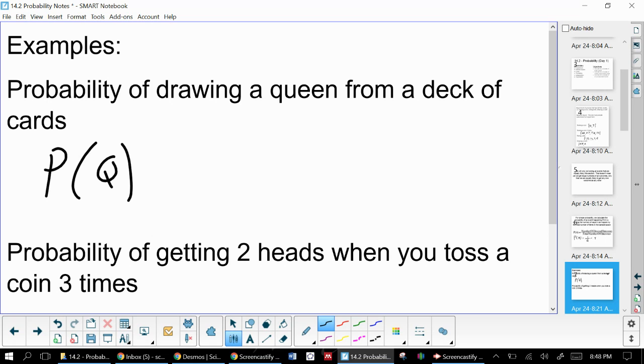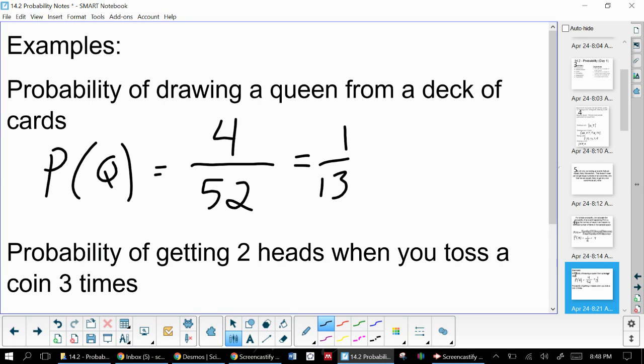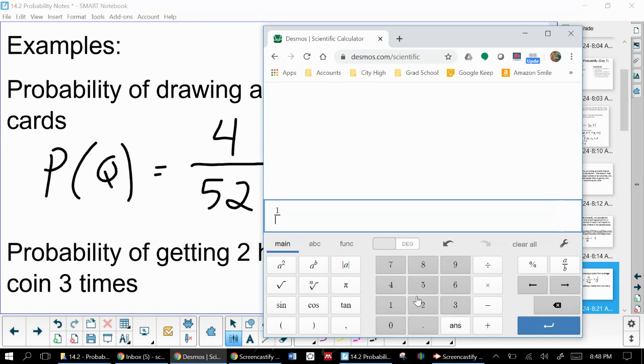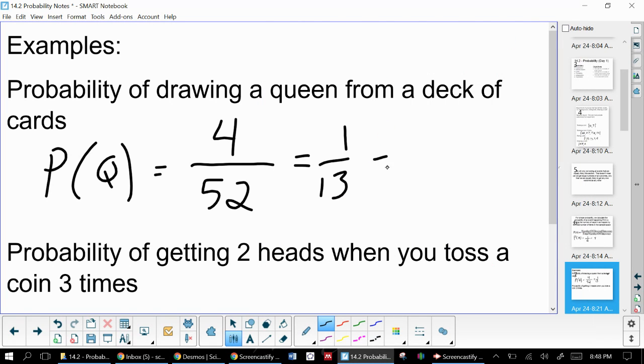Okay, so in order to calculate this, we need to know two things. We need to know how many ways can we draw a queen. In other words, how many queens are in that deck. And there are 4 queens in a standard deck. And we also need to know how many total cards there are. There are 52 total cards. And we obviously don't want to leave it as 4 out of 52, an unsimplified fraction. So that would be 1 out of 13. Or if I want to put that as a decimal, which I guess I will, 1 out of 13 is about 0.077.